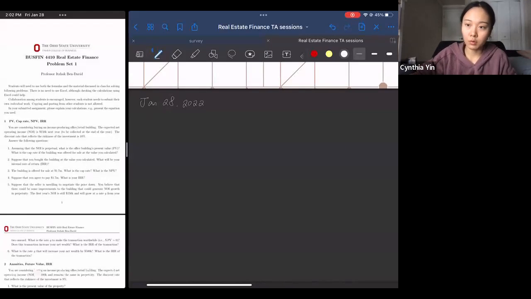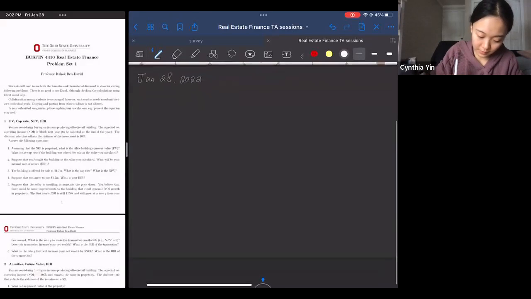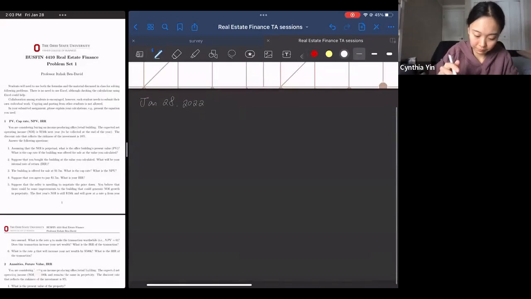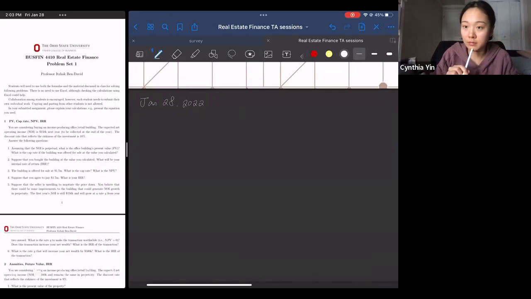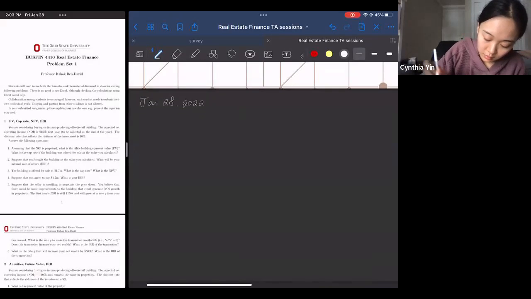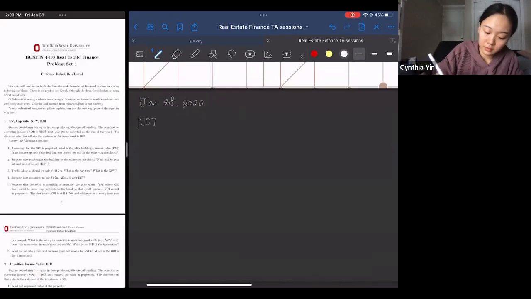First is question one in problem set one. It's about perpetuity. At the beginning, let's see what information is given at the top of the question. We know that the expected net operating income, which is NOI, next year is 150K. From now on, let's use time 0 as today, time 1 as next year, and 2 as 2 years later, just for notation.